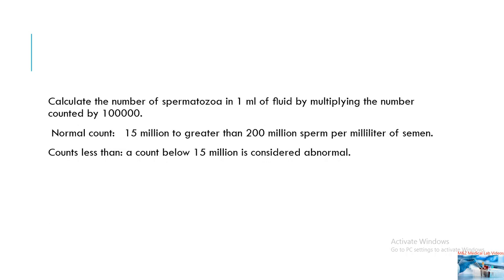Calculate the number of spermatozoa in 1 ml of fluid by multiplying the number counted by 100,000. Normal count is 15 million to greater than 200 million sperm per milliliter of semen. A count below 15 million is considered abnormal.